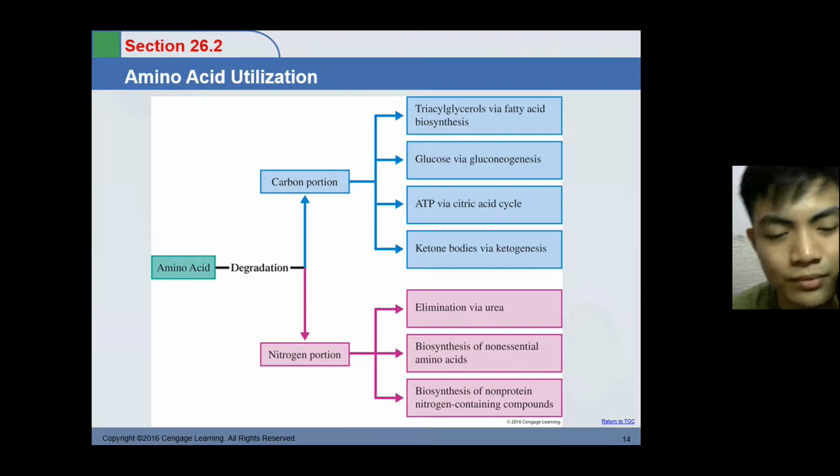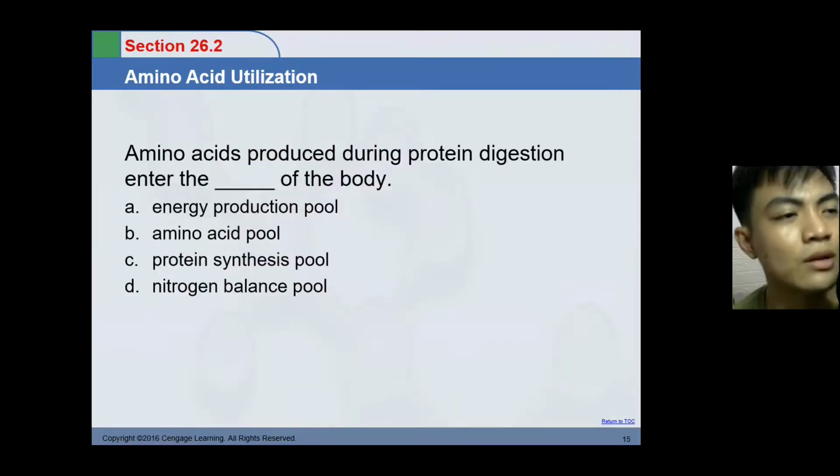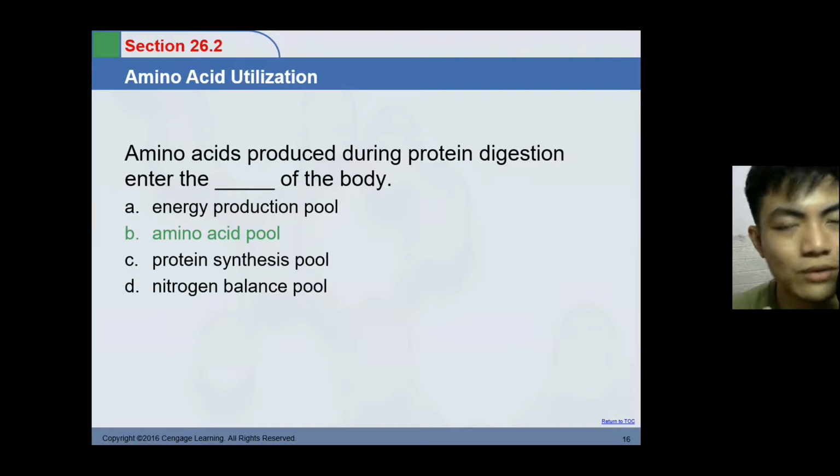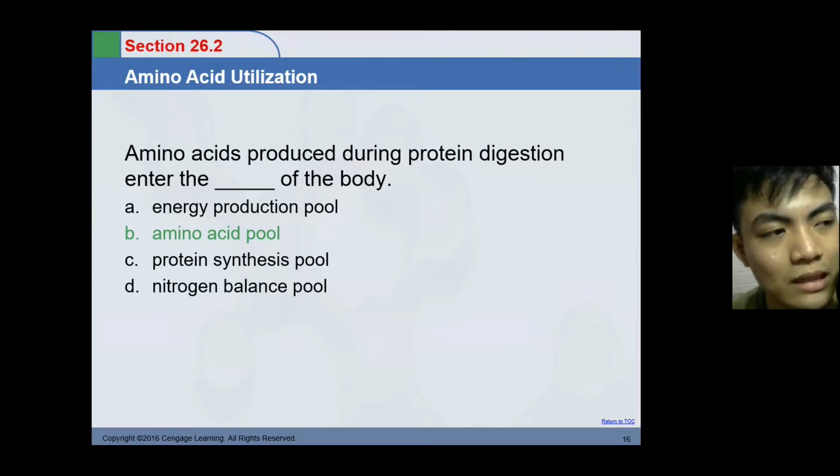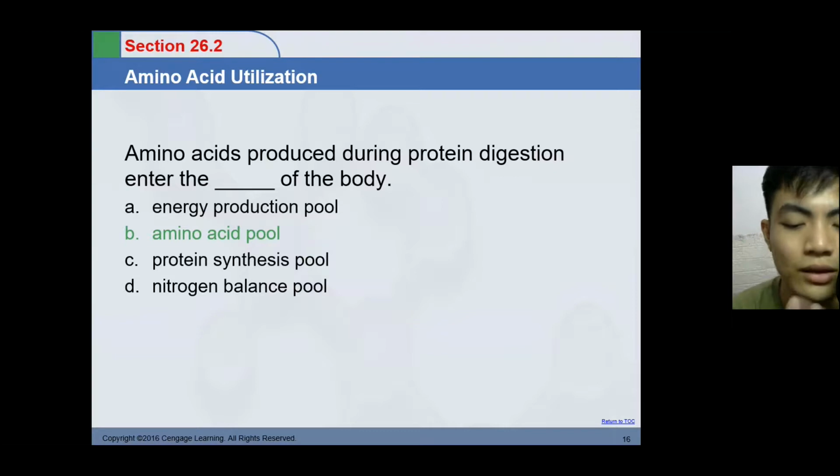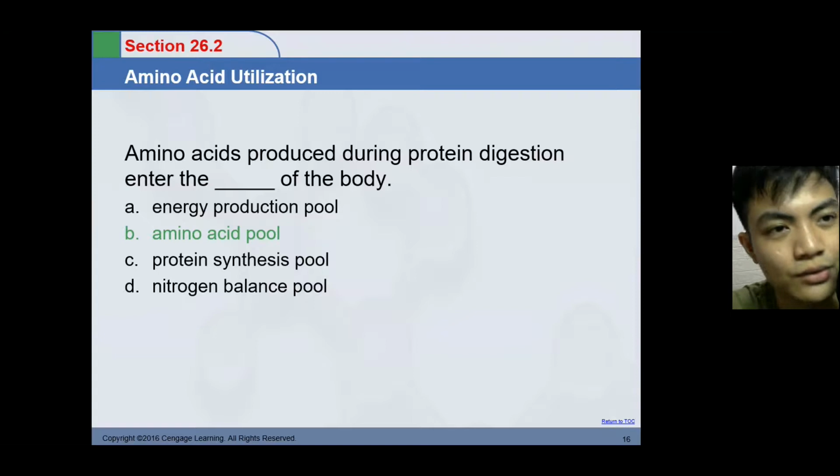Okay? So, a short review. Amino acids produced in the body, produced during protein digestion, enter the blank of the body. So, ano lang yan? Amino acid pool na. Lahat ng mga pinutol na amino acid, pagsasama-samahin yan ng body natin to create the amino acid pool, and all the atoms there will be used in many processes. Yung carbon, pwede siya gamitin into metabolic pathways. Yung mga nitrogen, pwede siya gamitin to create other compounds in the body na nangangailangan ng nitrogen.